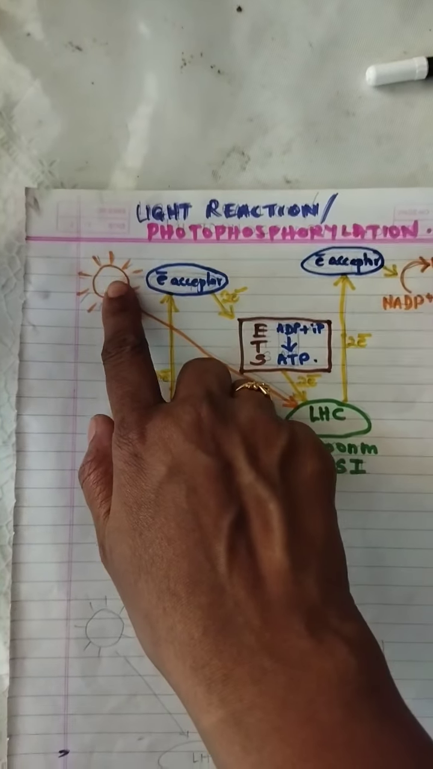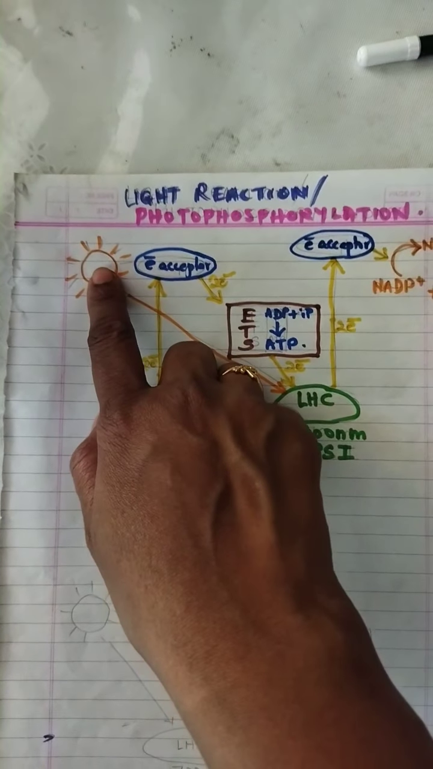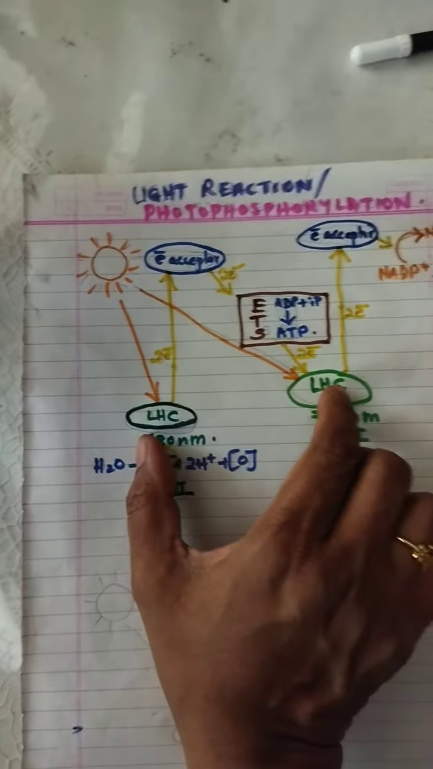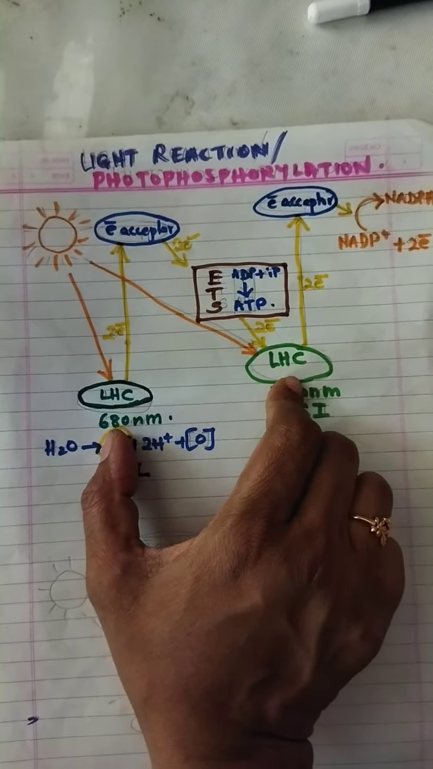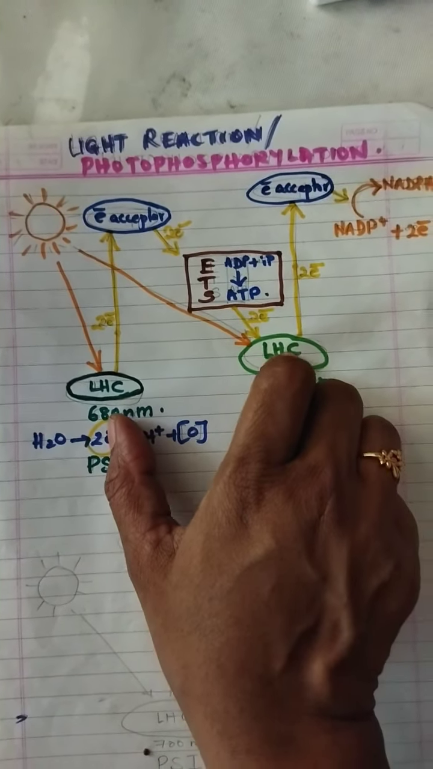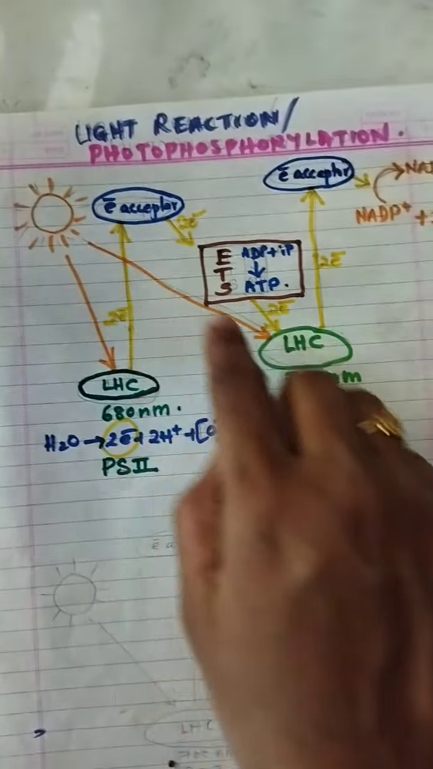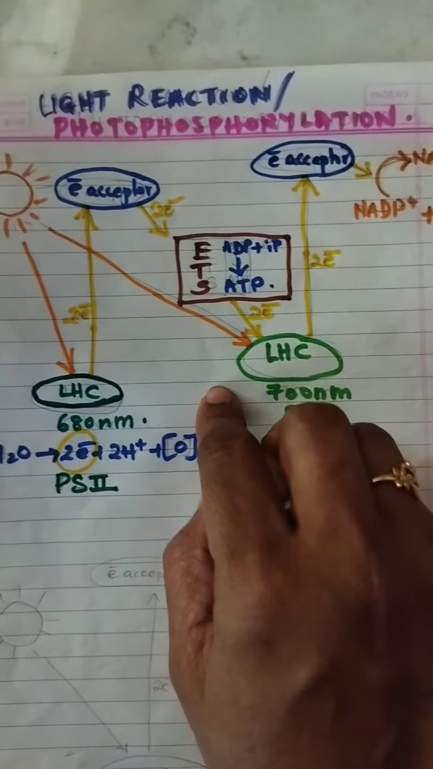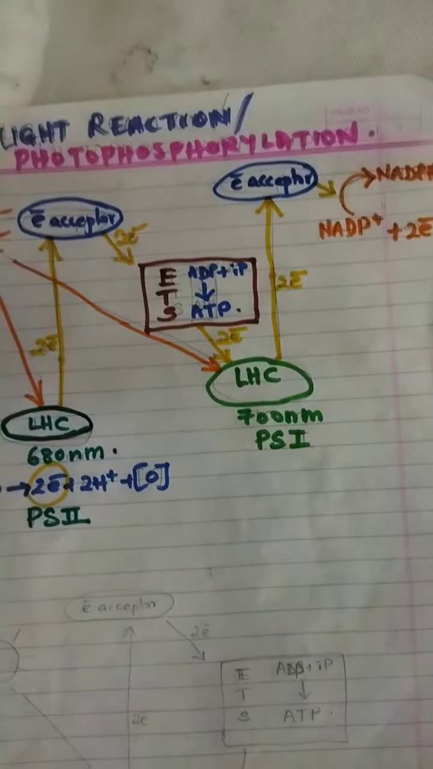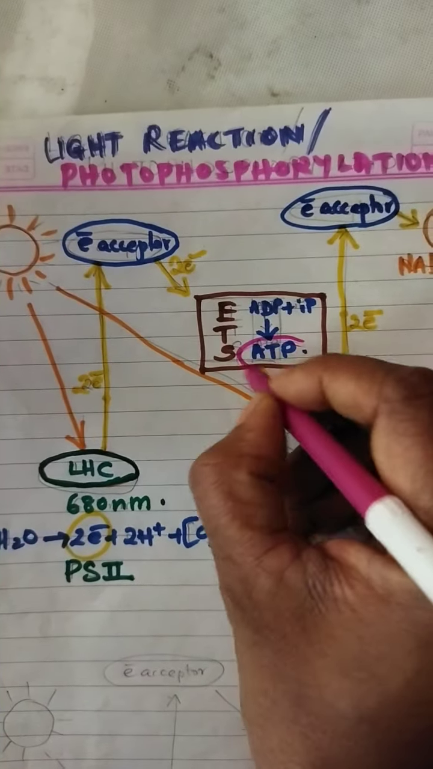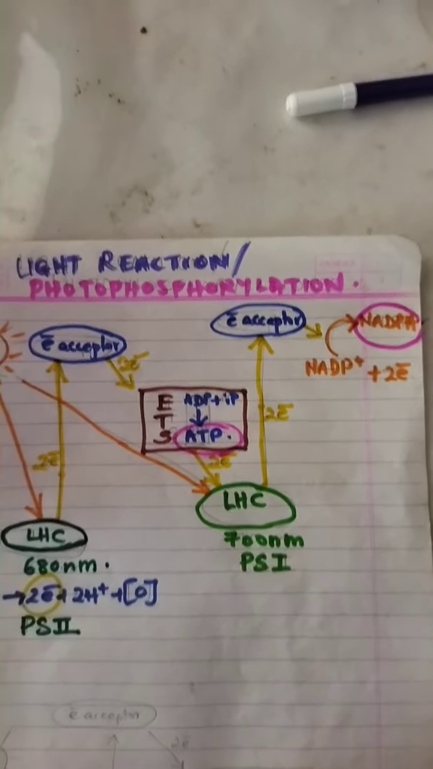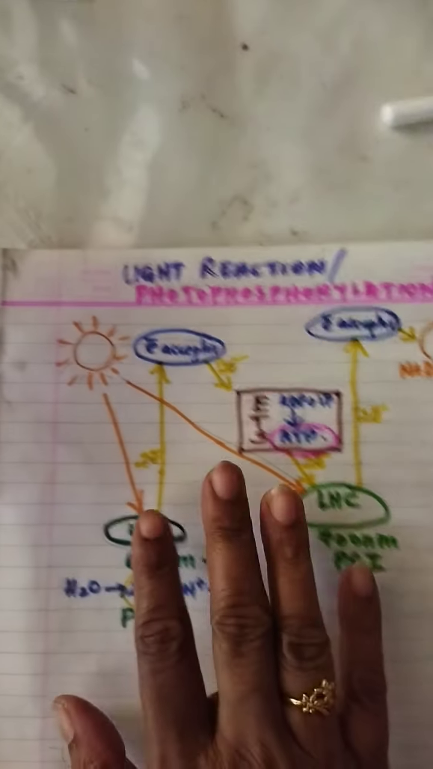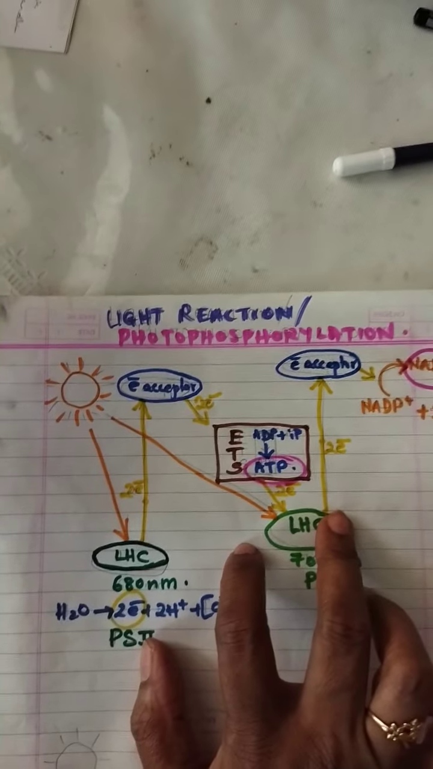So this is how the light energy is absorbed by chlorophyll or light harvesting pigments and is used to convert the light energy. The light energy is converted to chemical energy such as ATP and NADPH. Okay. So this is the light reaction.